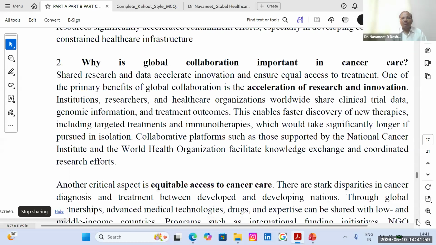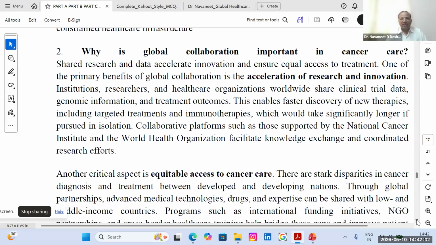Why is global collaboration important in cancer care? Shared research and data accelerate innovation and ensure that equal access to treatment is given. One of the primary benefits of global collaboration is acceleration of research and innovation. Institutions, researchers, and healthcare organizations worldwide share clinical trial data, genomic information, and treatment outcomes. This enables faster discovery of new therapies, including targeted treatments and immunotherapies, which would take significantly longer if pursued in isolation. Collaborative platforms such as those supported by the National Cancer Institute and the World Health Organization facilitate knowledge exchange and coordinated research efforts.